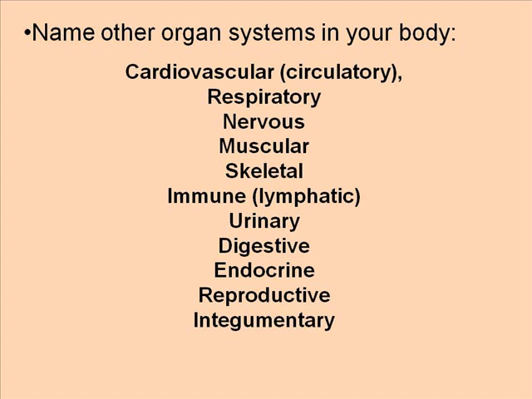Your body has 11 organ systems in it. We have our cardiovascular or circulatory system. This is going to involve our heart and our blood vessels, and this is going to keep blood flowing around our body, delivering oxygen to our cells. Our respiratory organ system is going to have things like our nose, our mouth. It's going to have our trachea. It's going to have our lungs. And the job of our respiratory organ system is to bring oxygen into our body and to get carbon dioxide out of our body.